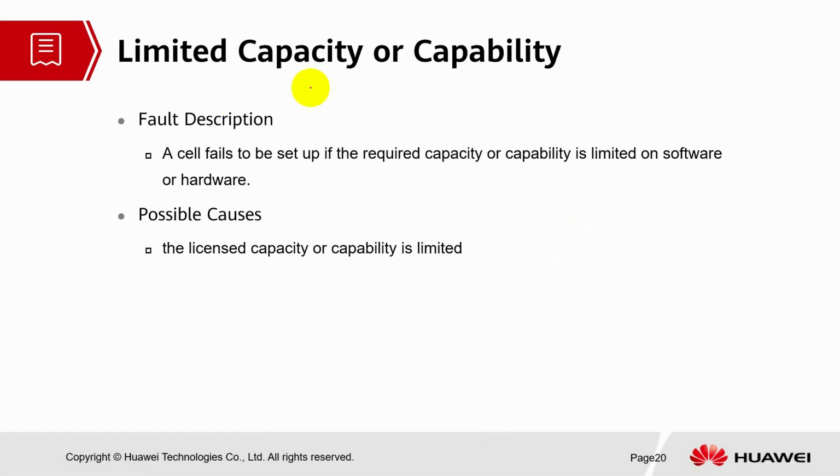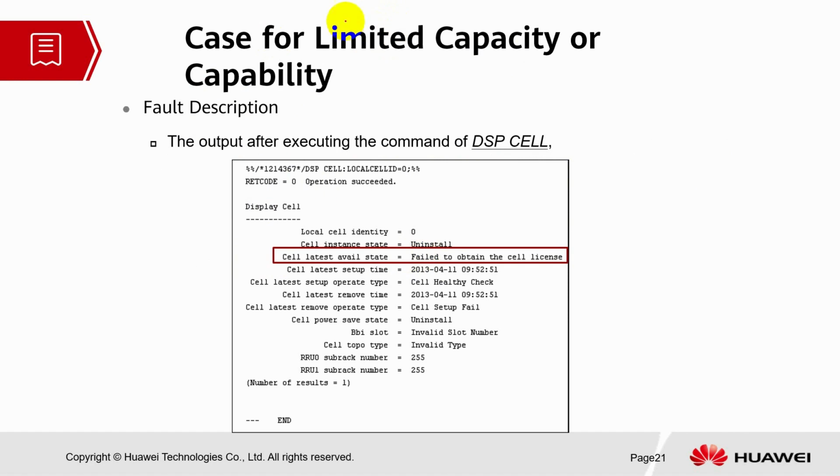So the next case could be related to limited capacity or capability. For this case, the cell failed to be set up if the required capacity or capability is limited on the software and hardware. So the possible cause could be related to license capacity or capability, which may be limited. So how do we check? This is a case for limited capacity and capability. Based on the fault description, after executing the command display cell, they found a message on fail to obtain the cell license. So if there is a case like this, we might need to check the cell license info.